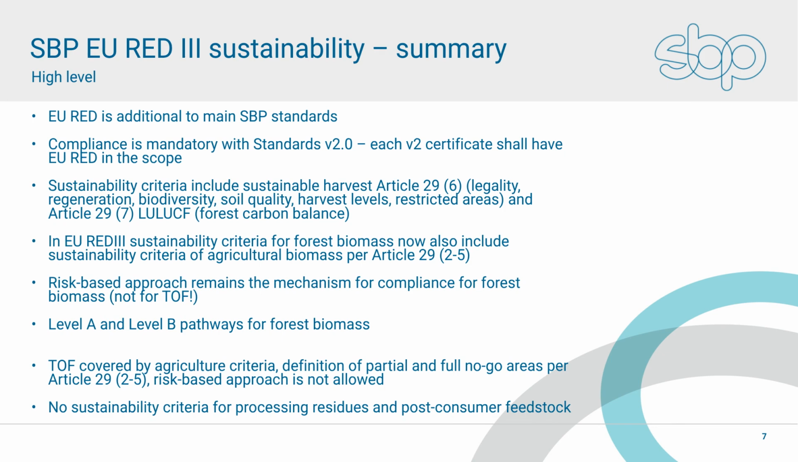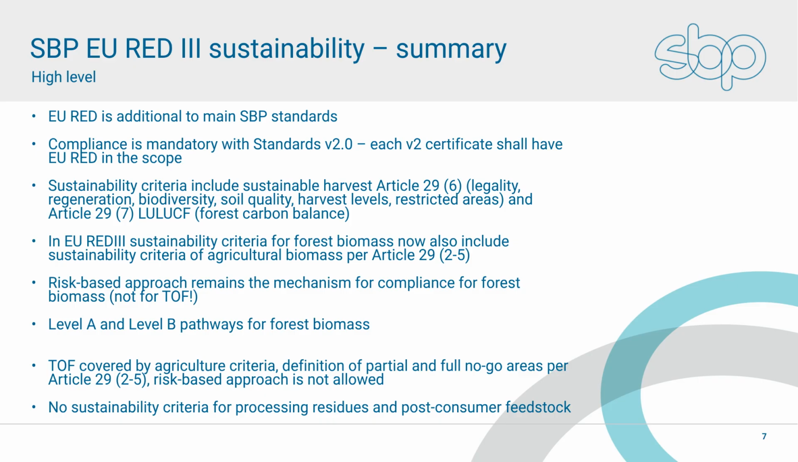Let's summarize the EU RED 3 sustainability requirements in the context of SBP. EU RED is additional to the main SBP standards, it does not replace them. Compliance with EU RED is mandatory under Standards version 2, so each version 2 certificate must have EU RED in its scope. EU RED sustainability criteria include sustainable harvesting requirements under Article 29, Paragraph 6, such as legality, regeneration, biodiversity, soil quality, harvest levels and restricted areas, and forest carbon balance requirements under Article 29, Paragraph 7 on LULUCF.